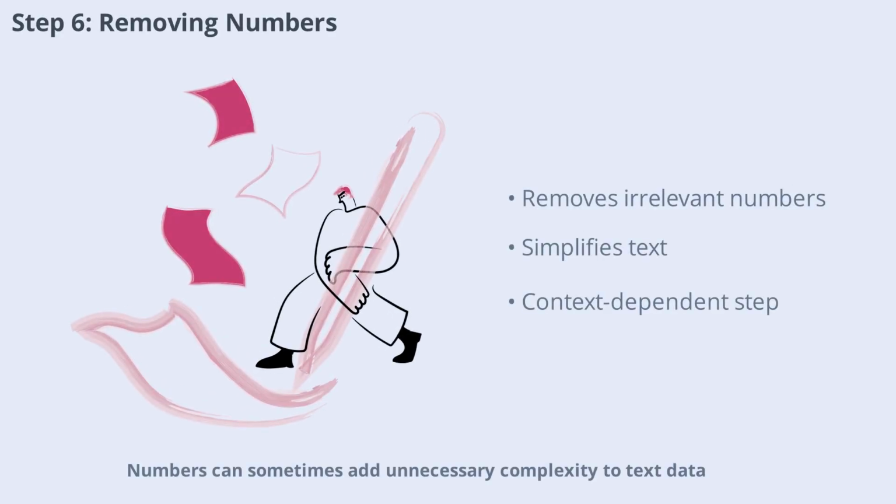Numbers can sometimes add unnecessary complexity to text data, especially if they're not relevant to the analysis. Removing numbers helps simplify the text and ensures that our results aren't skewed by irrelevant numerical values. However, in some cases, numbers may carry important information, so it's important to consider the context before applying this step. When appropriate, removing numbers can make our analysis cleaner and more focused.